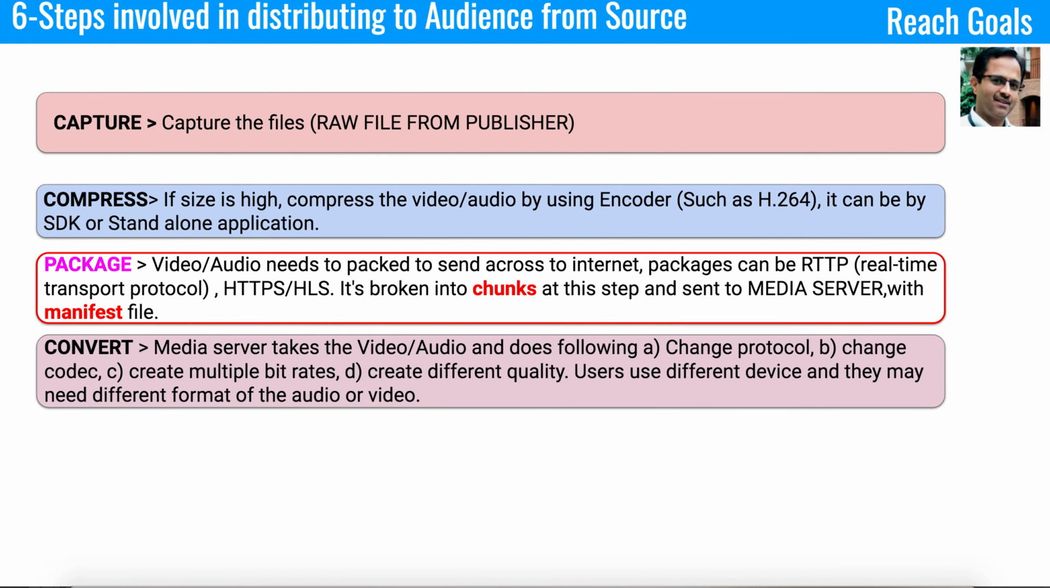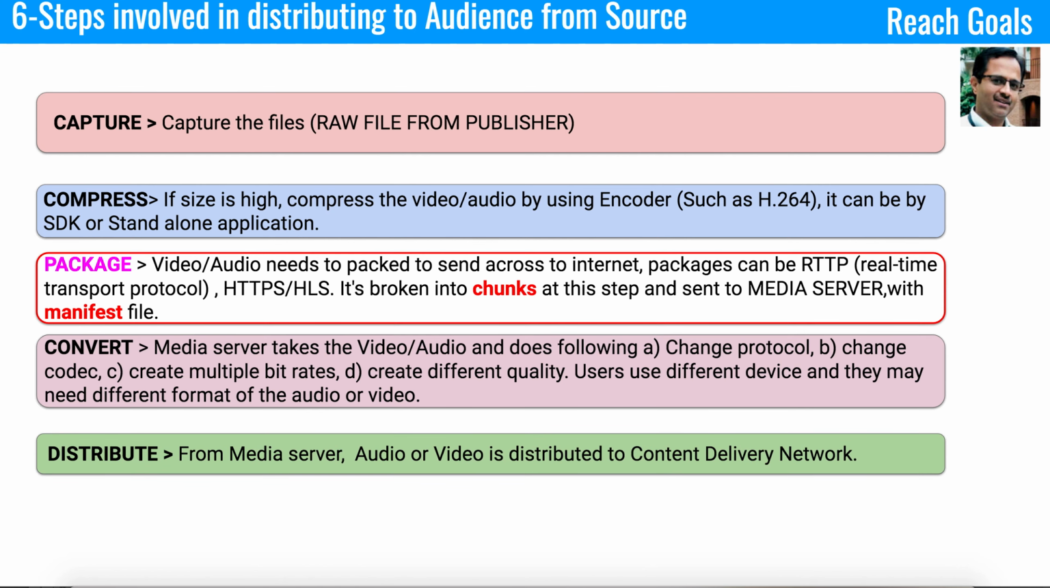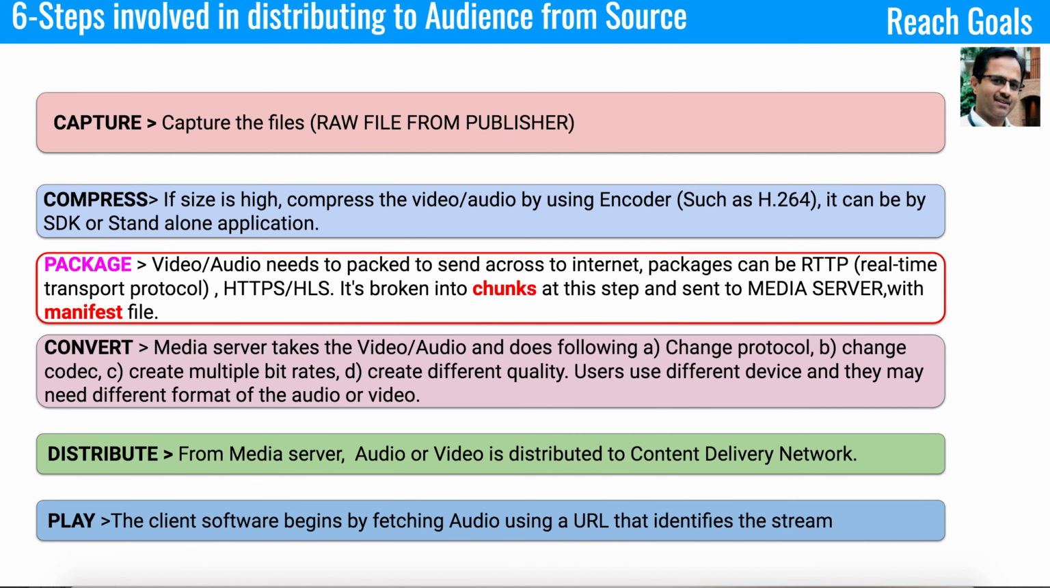The next step is convert. The packaged video is received at the media server, and the media server does multiple operations like changing the protocol, changing the codec, creating multiple bit rates, and creating videos of different quality based on the users' machines, cell phones, or whatever device they are using to stream the video, right? Once the video gets converted, it gets distributed to the CDN network, right? Once distributed, the players connect to the CDN directly, fetch the audio or video, and play it on their device, right?